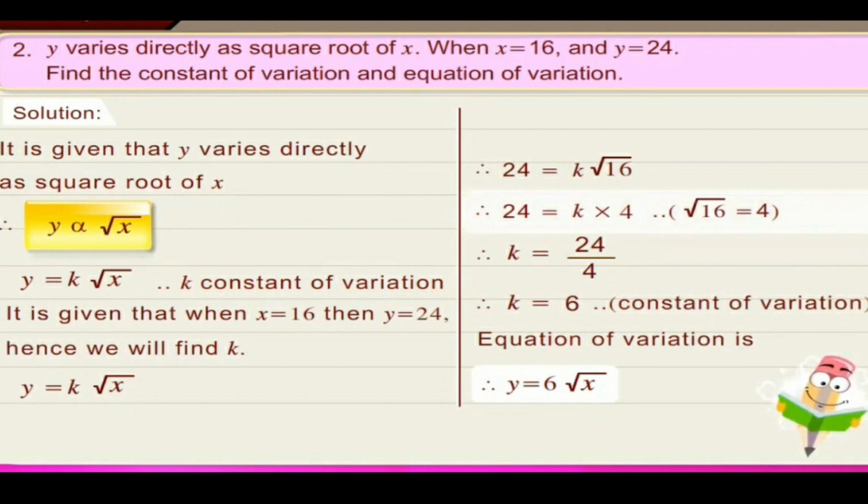It is given that when x is equal to 16, then y is equal to 24. Hence, we will find k. That is, y is equal to k into square root of x. That is, 24 is equal to k into square root of 16. Square root of 16 is 4. That is, k is equal to 24 upon 4. So, k is equal to 6, that is the constant of variation. Therefore, the equation of variation is y is equal to 6 into square root of x.